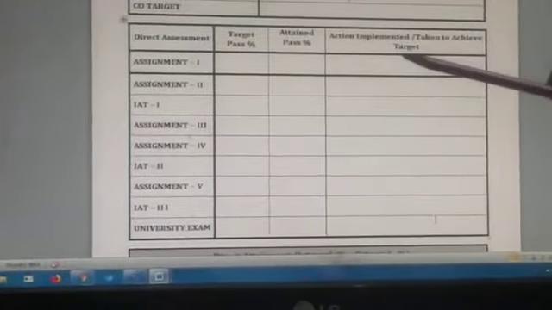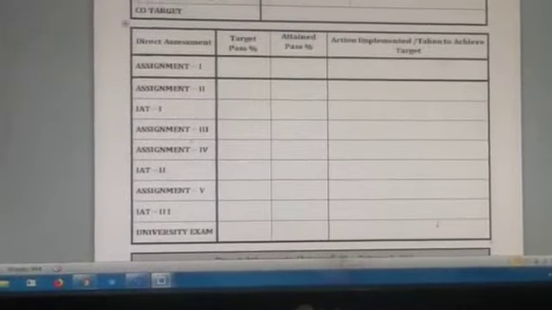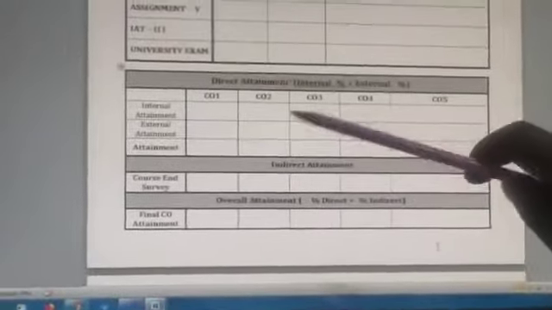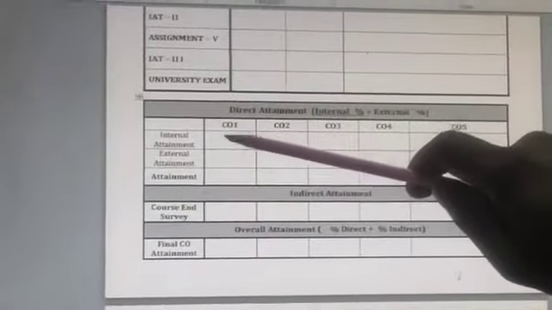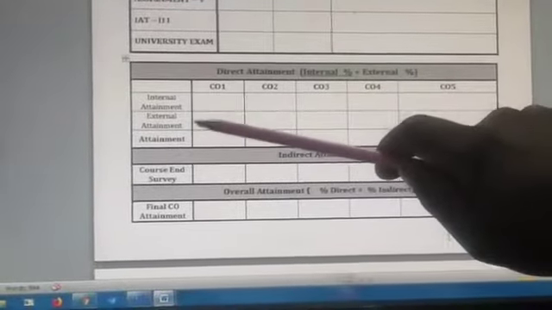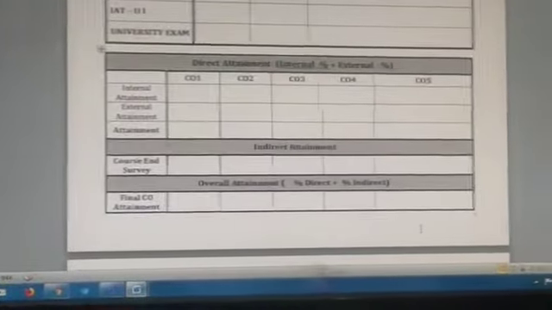So these are the actions implemented or actions taken to achieve the target. You have to write what actions you have implemented, what actions you have taken to achieve the target. Here, direct attainment. Direct attainment comprises 2 components. One is the internal attainment and another one is the external attainment.